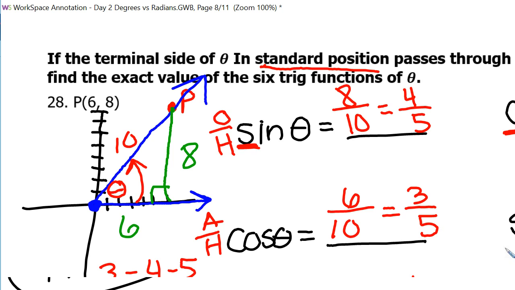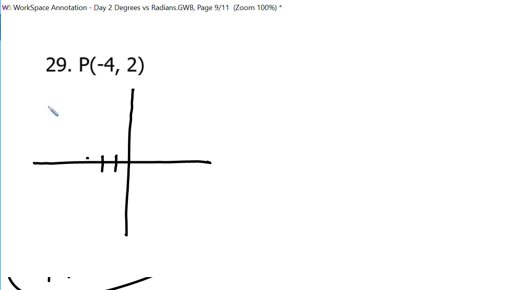Next one. Draw another coordinate plane. This time the x-axis needs to go to -4. The y-axis goes up to 2. Here's my point P at -4, 2. Now again, they said that our angle's in standard position, which means the vertex is at the origin, the initial side is on the positive x-axis, and the terminal side goes through -4, 2. So this angle is theta.